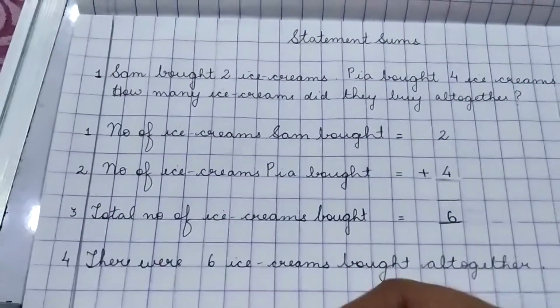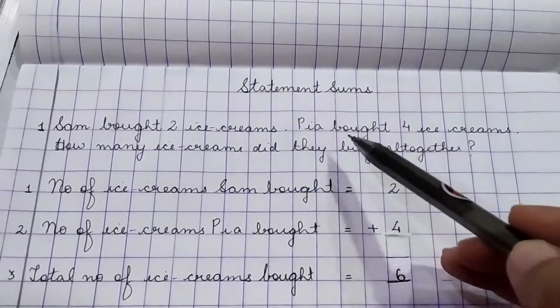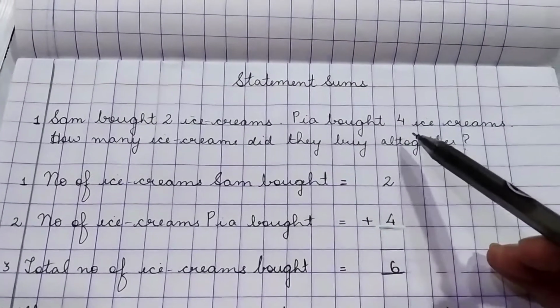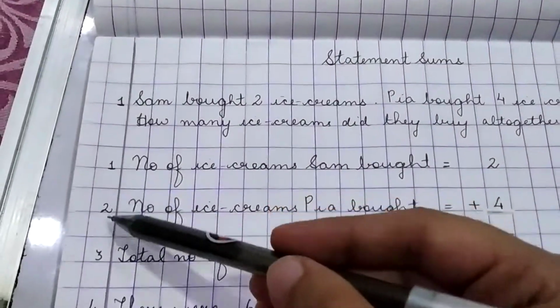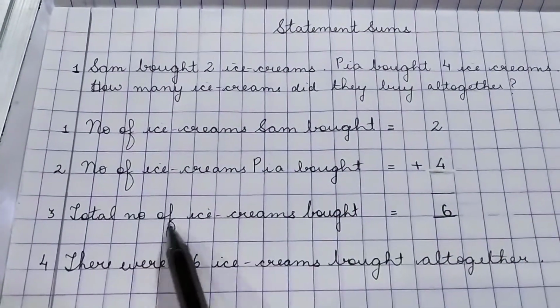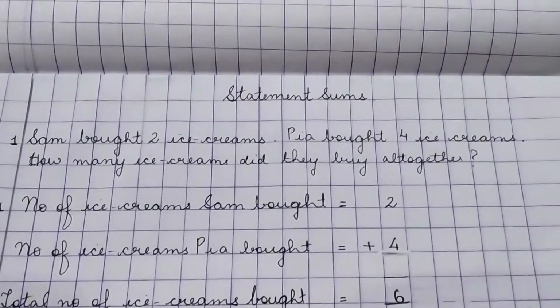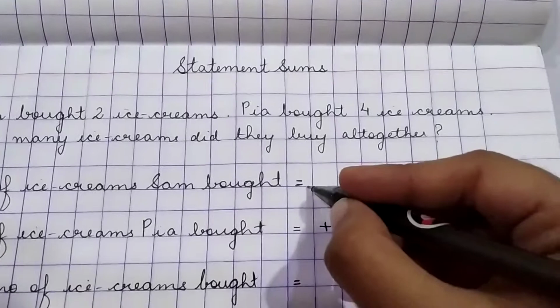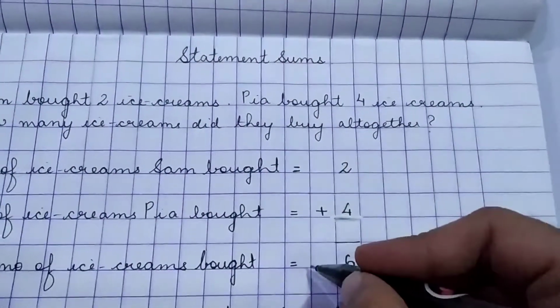Please remember to leave one line when you are writing the statement. Margin should be there. You are going to write the heading. After heading, leave one line, write down the question. After writing the question, leave one line, write statement number 1, 1, 2, 3. Third statement will be total number of ice creams bought. Then children, you will write down the equal to sign like this. You are going to write down the equal to sign.